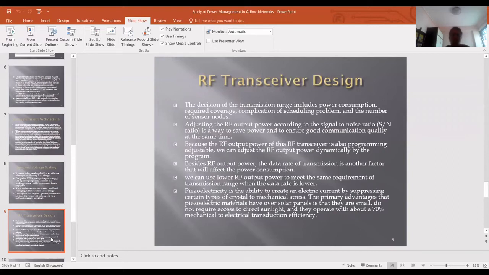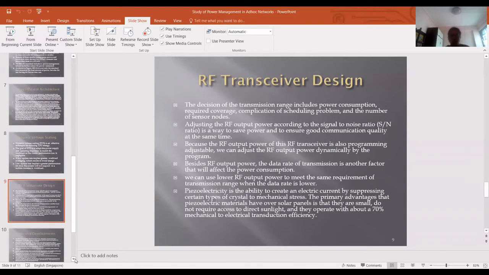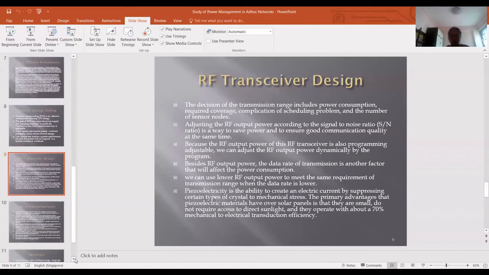The decision of the transmission range involves power consumption, reduced coverage, complication of the scheduling problem, and the number of sensor nodes. Adjusting the RF output power according to the signal to noise ratio is a way to save power and to ensure good communication quality at the same time. Because the RF output power of this RF transceiver is programmable, we can adjust it dynamically by the program. Besides RF output power, the data rate of transmission is another factor that affects power consumption. We can use lower RF output power to meet the same transmission range requirement when the data rate is lower.